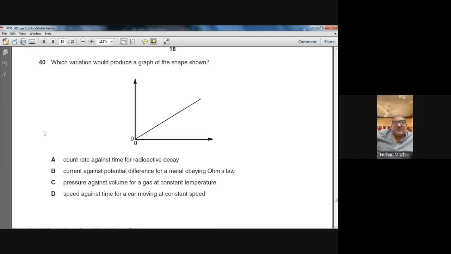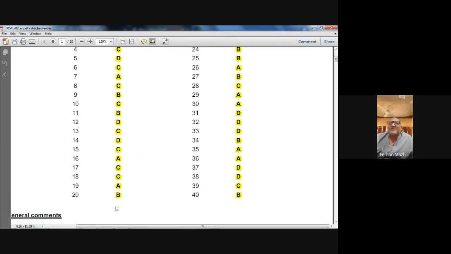Which variation would produce a graph of the shape shown? Count rate against the time of radioactive decay: the count rate gradually should decrease, so this cannot be the answer. Current against the potential difference for a metal obeying Ohm's law: yes, that is the right thing. Pressure against the volume of a gas at constant temperature: no, pressure and volume are inversely proportional to each other. Speed against time for a car moving at a constant speed: no, for constant speed the graph will be flat. So I think the current against the potential difference of a metal obeying Ohm's law. We think B. Oh yeah, B is the right answer.